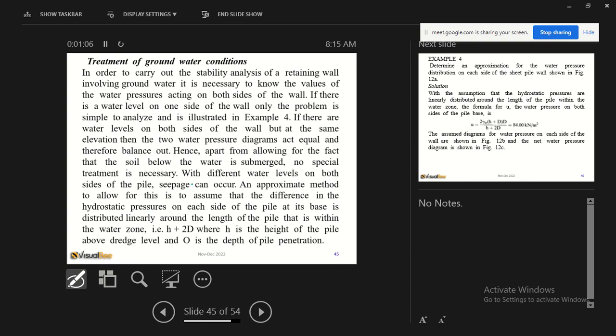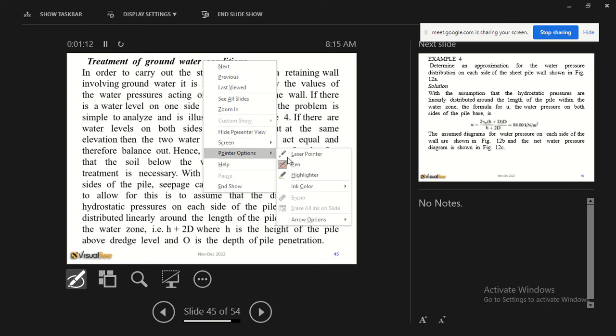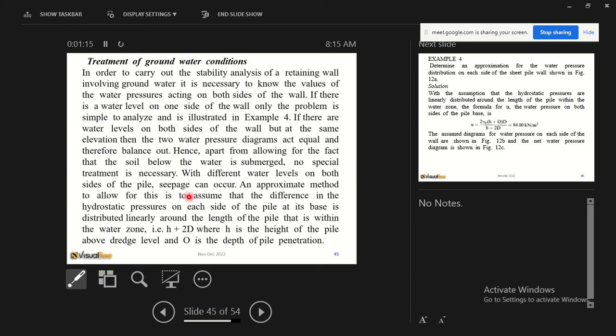So an approximate method. With different water levels on each side of the pile, seepage can occur. An approximate method to allow for this is to assume that the difference in the hydrostatic pressure on each side of the pile and its base is distributed linearly around the length of the pile, that is within the water zone. So H plus 2D, where H is the height of the pile above dredge level and D is the depth of the pile penetration.